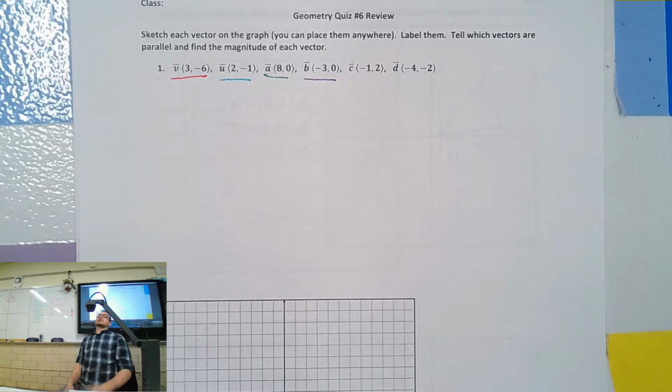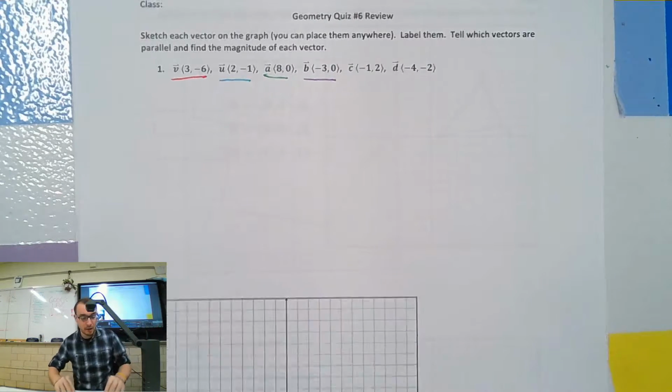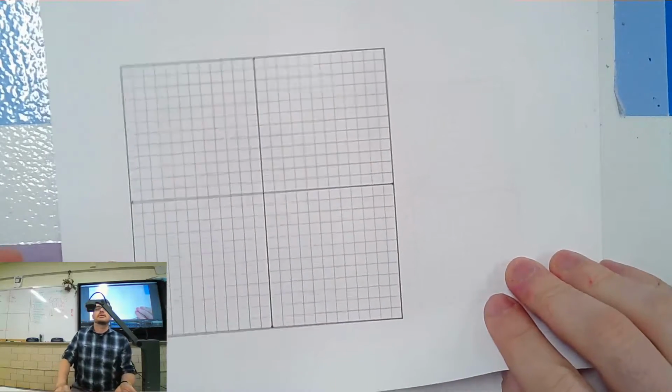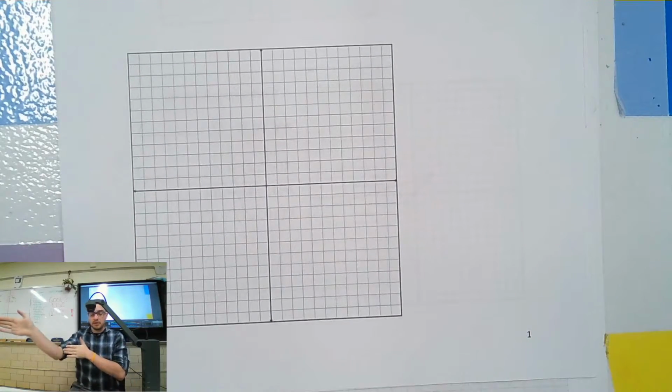And when we graph vectors, vectors are not about location, right? They're magnitude and direction, right? Magnitude is length. Direction is which way they're going. So it doesn't matter where you put them. It's not about location. It's about movement, right? We're trying to show movement.